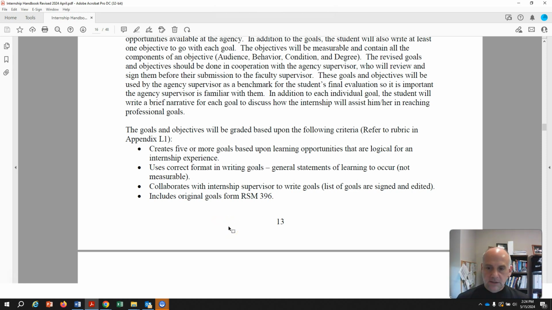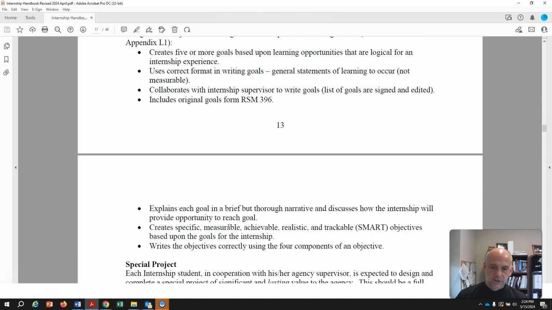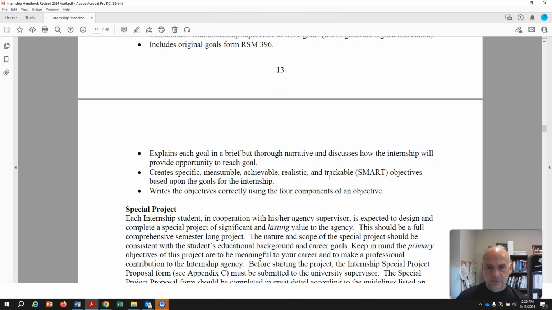Okay. So make sure you do a good job with these. I'm going to take a look at them in the near future, but that's something that will give you a starting point. The important part is it helps create that understanding of what you want to accomplish, and helps your site supervisor understand that, as well as the faculty member that's supervising you.